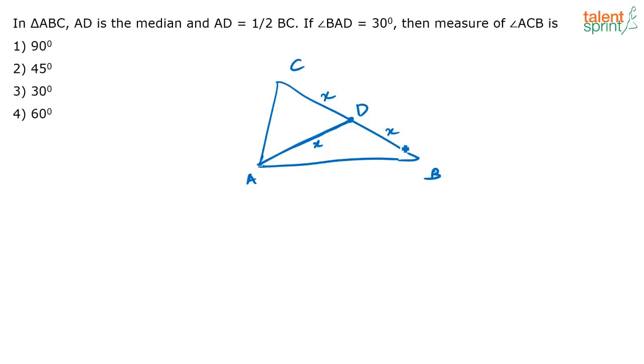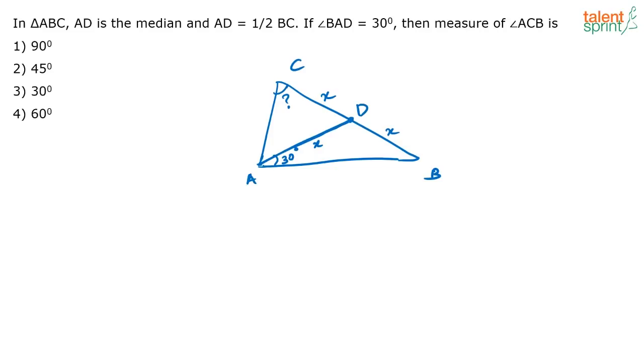So all these three sides are X. Now what are they saying? They are saying angle BAD is 30. So this angle is 30 degree. Now I have to find out what angle ACB is. I have to find out what this angle is.